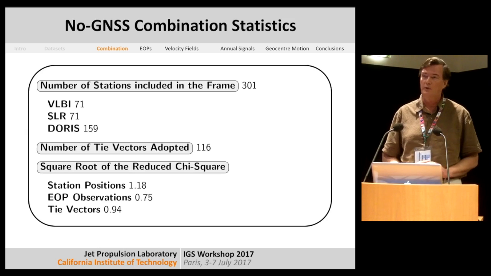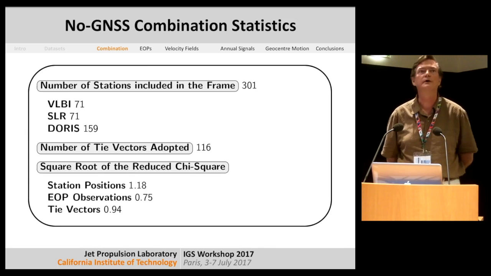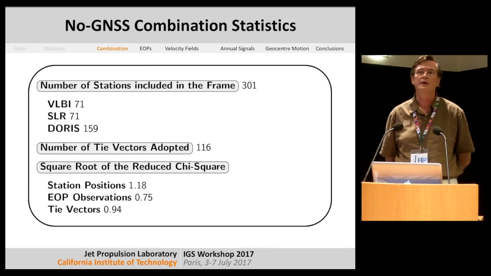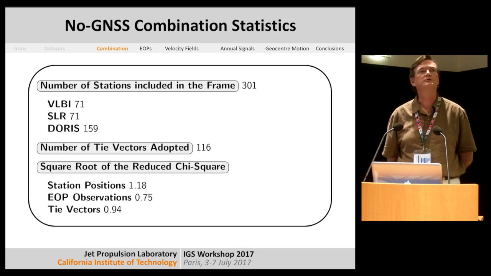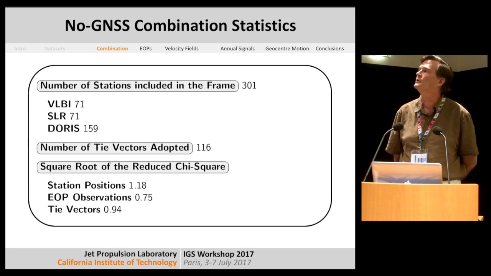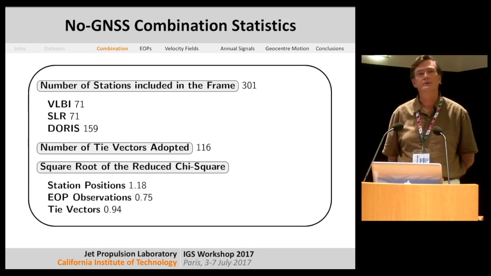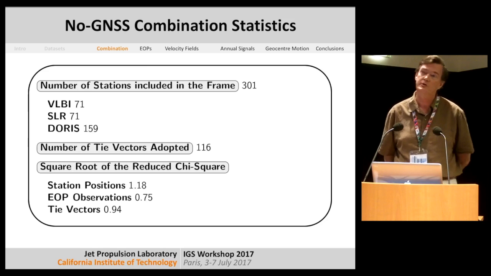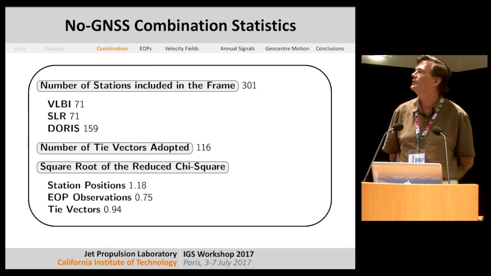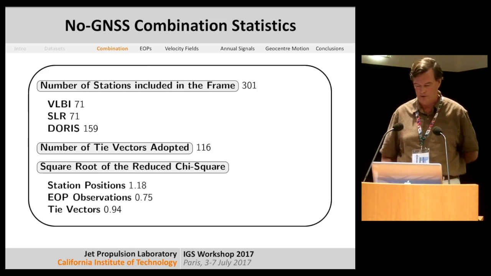So again, in this solution, we are not trying to determine an optimal frame based only on VLBI, SLR, and DORIS. Instead, we're looking at the impact that GNSS had on JTRF 2014. And the weighting, even without GNSS data, is still reasonable for station positions and tie vectors, but not for EOP, and that gives you a hint that the GNSS data is important for the EOP in this solution.